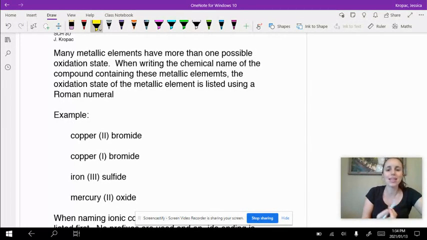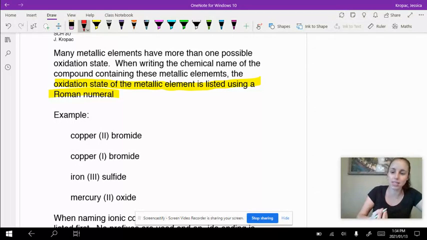So when you're writing the chemical name of the compound, we're going to use the oxidation state of the metallic element listed using a Roman numeral. So essentially, we're going to list the charge using a Roman numeral, or the charge is going to be given to us using a Roman numeral. So let's take a look and see what that looks like.